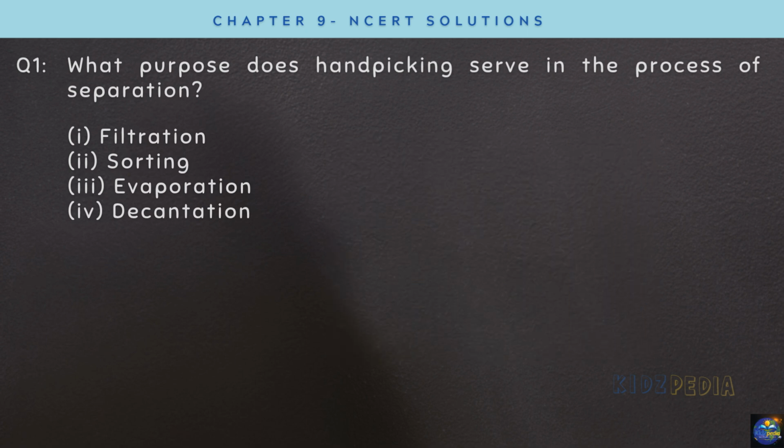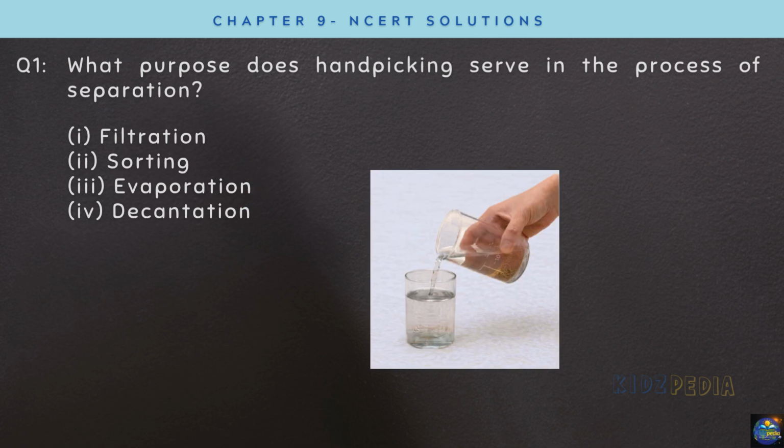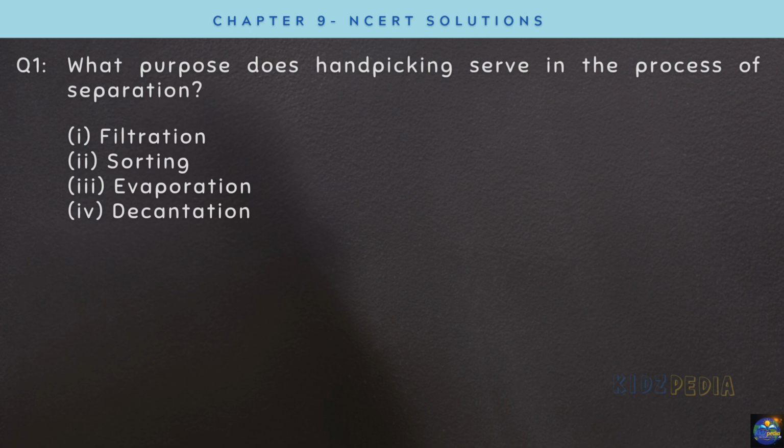Option 3. Evaporation. Hand picking does not involve heating or changing liquid into vapor. So, it is not evaporation. Option 4. Decantation. Decantation is a method where a liquid is carefully poured off from a mixture after the heavier particles settle down. Hand picking does not involve pouring liquids or settling particles. So, this option is also incorrect. So, the correct answer is option 2, sorting.